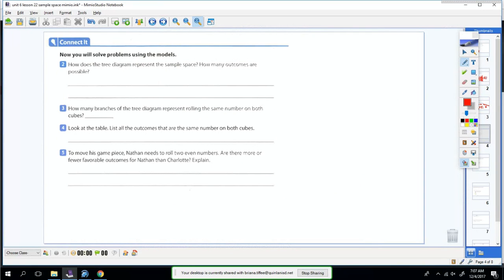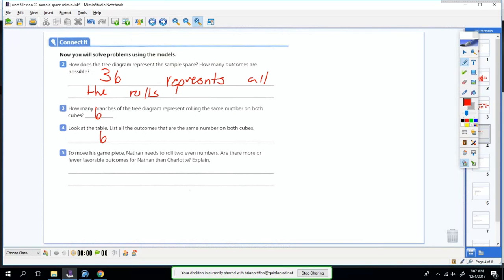Okay, so how does the tree diagram represent the sample space? How many outcomes are there? Well, as we said, there's 36. So it represents all the rolls. How many branches of the tree diagram represent rolling the same number on both cubes? 6 branches. So look at the table. List all the possible outcomes of the same number on both cubes. Well, there's 6 possible outcomes: 1-1, 2-2, 3-3, 4-4, 5-5, 6-6.